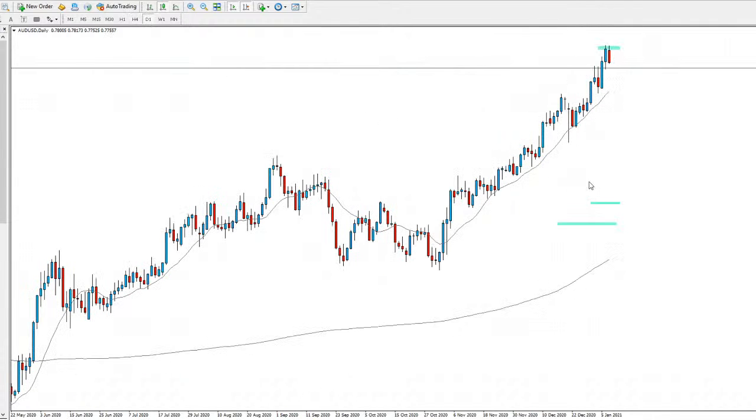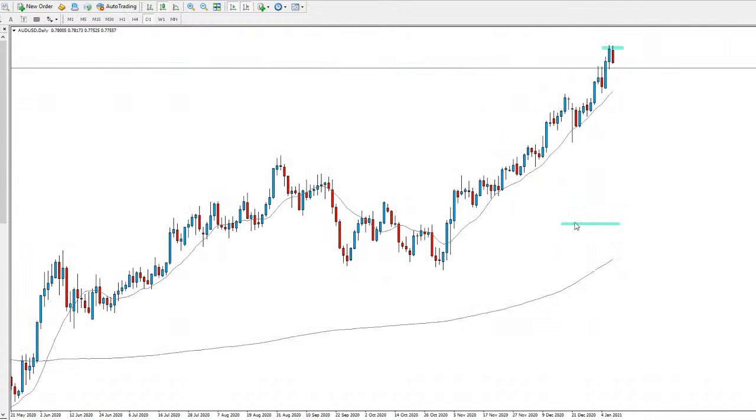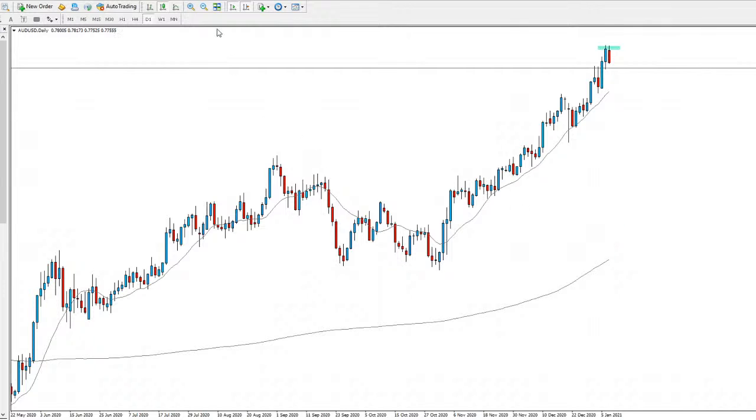You can see on the daily chart, we recently had a push to the upside, so again, looking for some retracement from a daily point of view as well.